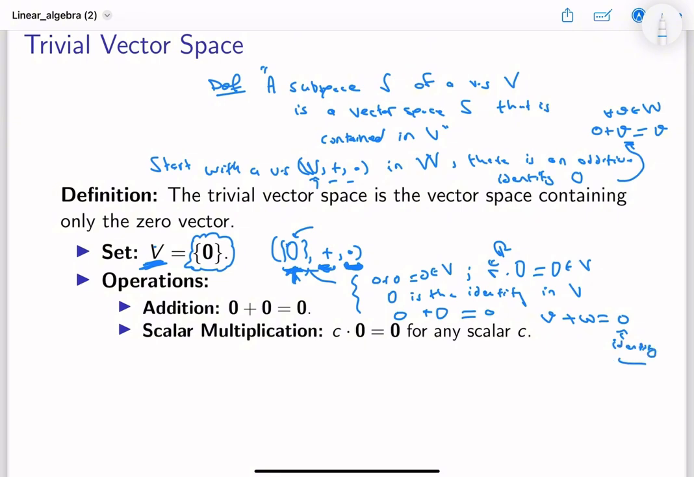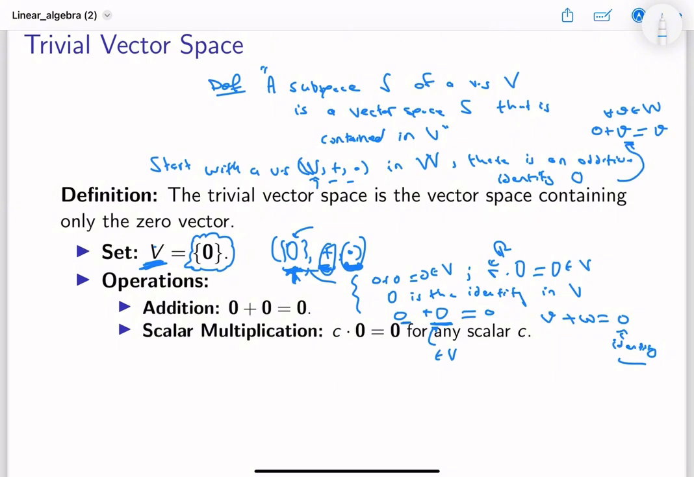So this is what we have. 0 itself, which is the inverse of 0, is also in the set V. The other properties are easy to check. I'm going to leave them for you to check because we haven't changed the operations. This makes V itself a vector space.